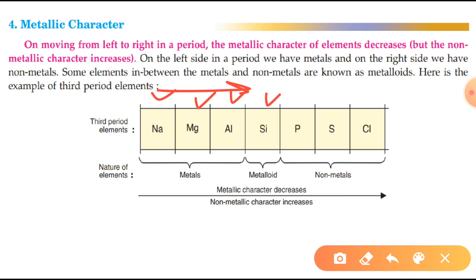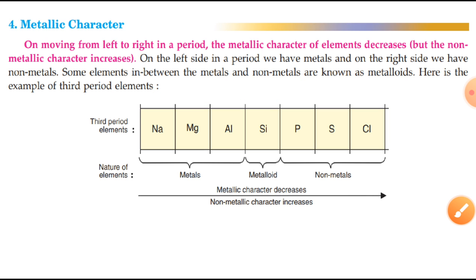Then silicon, it's a metalloid. Students, metalloid is something which is having common properties of metals and non-metals. Now, phosphorus is a non-metal. Sulfur is again a non-metal, and chlorine is the most reactive non-metal among these three. Okay, so in this manner we can conclude that when we move from left to right, metallic character decreases. You can even say your non-metallic character increases. So this was the trend and property. Now let's move to the next one.